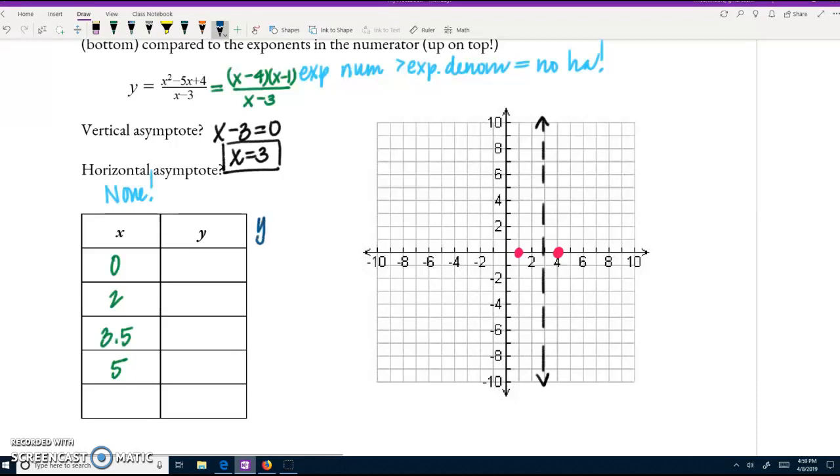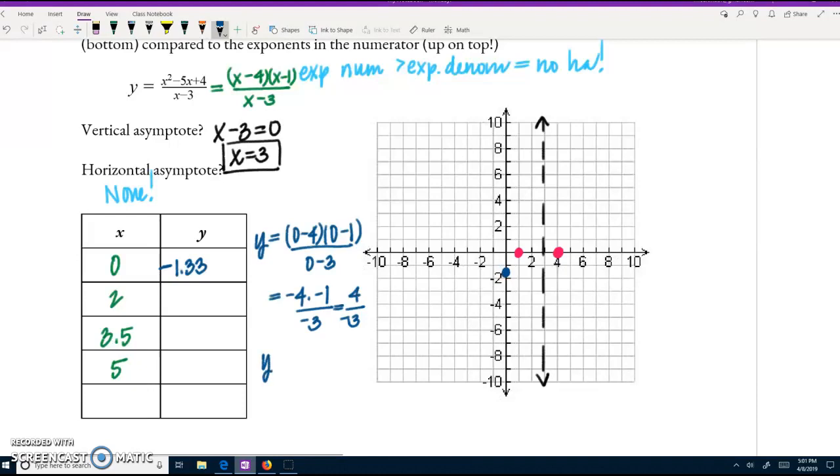So first I'm going to plug in 0. So I'll have 0 minus 4 times 0 minus 1 over 0 minus 3. That's going to be negative 4 times negative 1 over negative 3, or 4 over negative 3, which is about negative 1.33. So 0, negative 1.33 will be right about there.